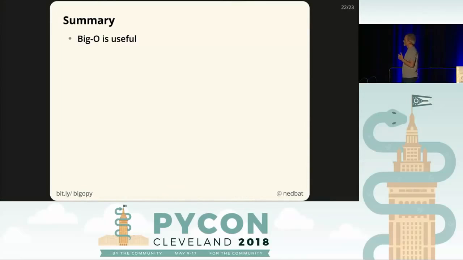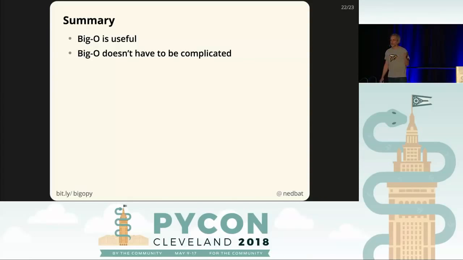All right, so in conclusion, big O is useful. It can help you understand how your code might perform when the data gets very large. It doesn't have to be complicated. It doesn't have to be mathy. And you can do the thing.